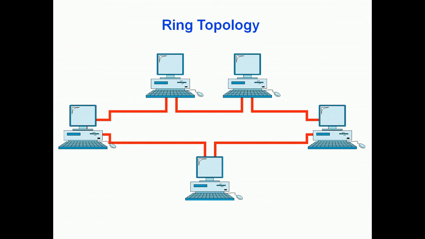If there is any break in any cable, then there is no ring logically, so the network will go down. So this is the ring topology.